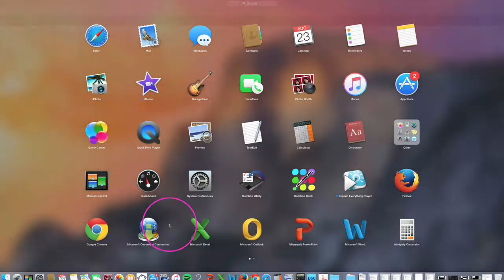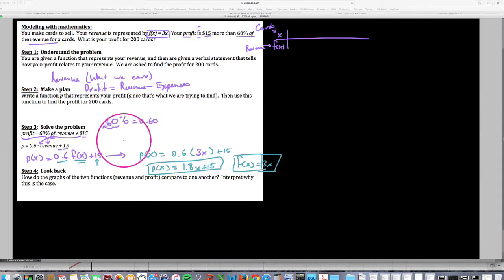The first question that we were trying to answer really is this. We're asked to find the profit when we get 200 cards sold. So one way to do this, the simple way to do it, is to say, well, we've got an equation. All we really need to do is say, well, what would our profit be if we were to plug in 200 cards? And we can see that we get 1.8 times the input plus 15. We're just going to evaluate this for 200. And I'll get my calculator rocking here.